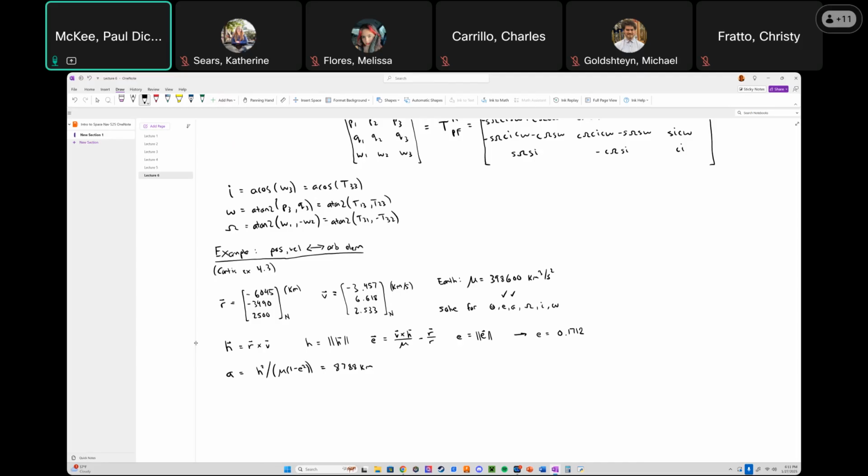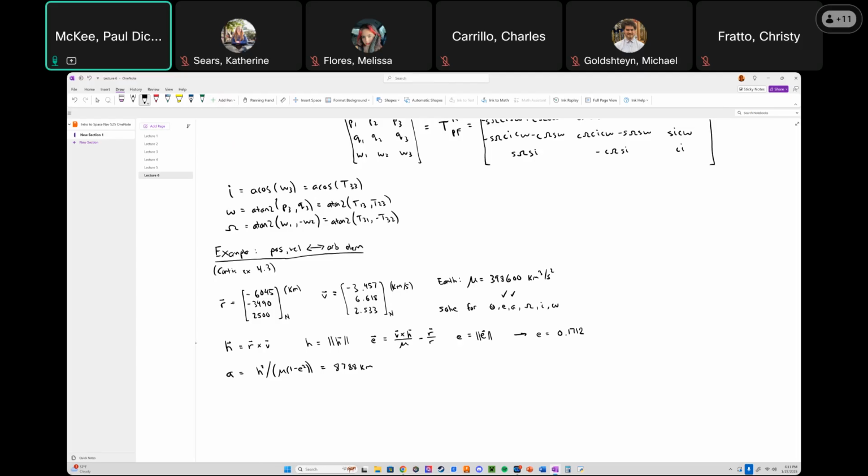And also, it's a good kind of vibe check. A semi-major axis should be on the same order of magnitude as your position, generally. Now, it kind of depends on your eccentricity, but you probably shouldn't have a semi-major axis and then a position that is 1,000 times greater than that. That would be unlikely, right? Okay, that seems about right.